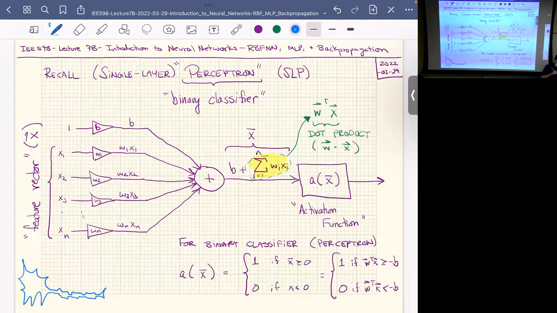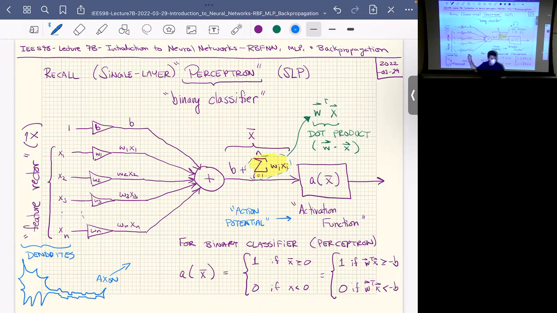And so these here are like the dendrites, and then the output there is like the axon, and the activation function is a little bit like an action potential. So that's where the bioinspiration comes into play.